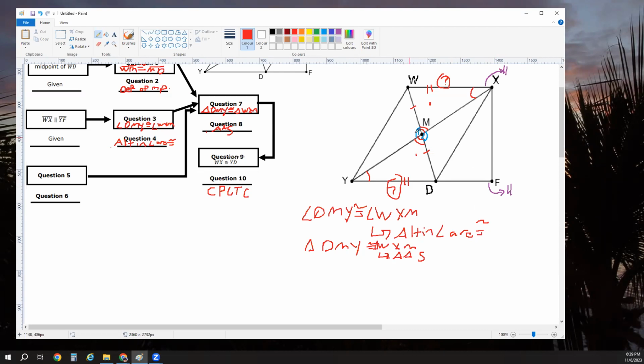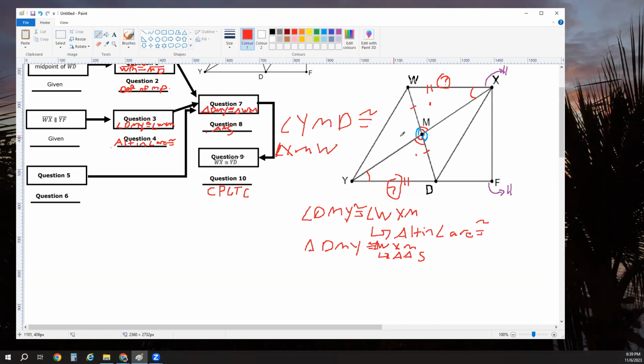Oh, well, I forgot about the vertical angle things over here. I didn't put that one in there. Never actually identified it. I wrote it down, but I never specified it. Angle YMD is congruent to XMW. Right, so I got to put that over here.